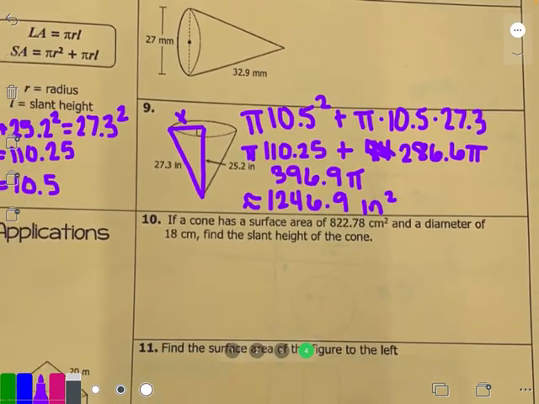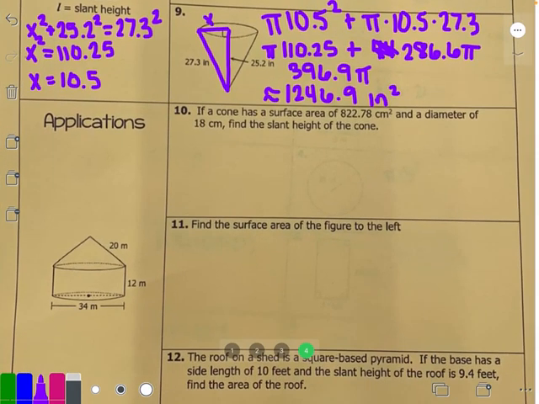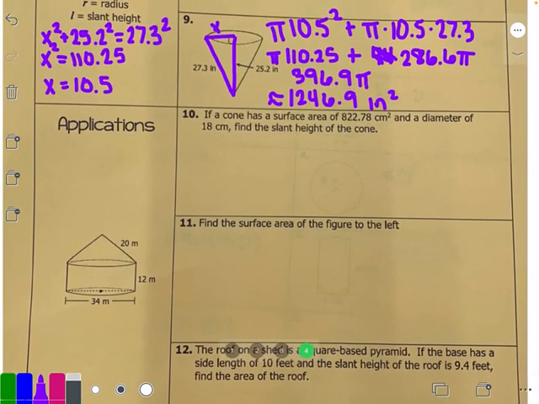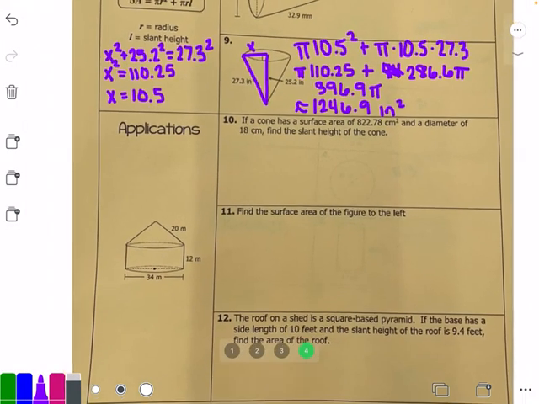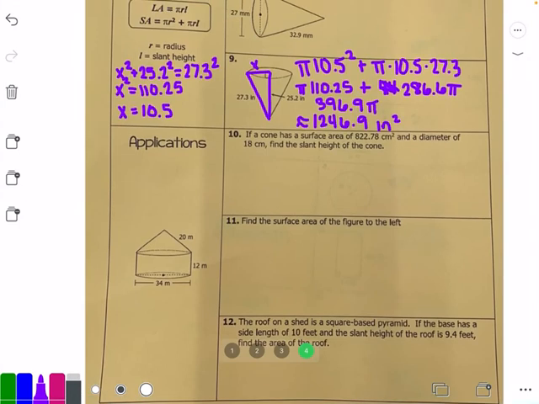At the bottom of the page, I have some challenge problems for you. You have a cone and a cylinder, so I want to see if you guys can do the two shapes separately and then just add your two surface areas together. Let me know if you guys get stuck.